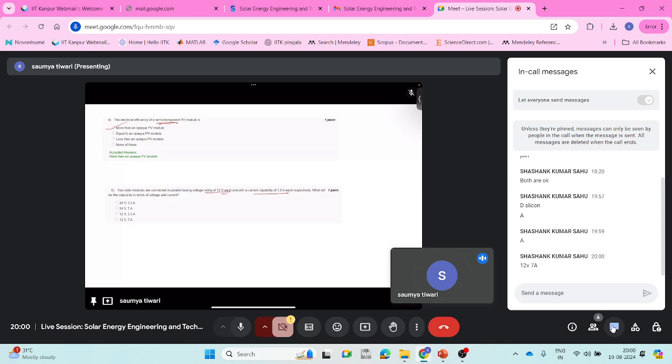Right. So we are talking about two modules connected in parallel. Each has a 12-volt rating, and the current from each module is 3.5 ampere. So if we talk about this whole system, your output voltage will be 12 volt only, and your current will be 7 ampere. So this option D is correct.